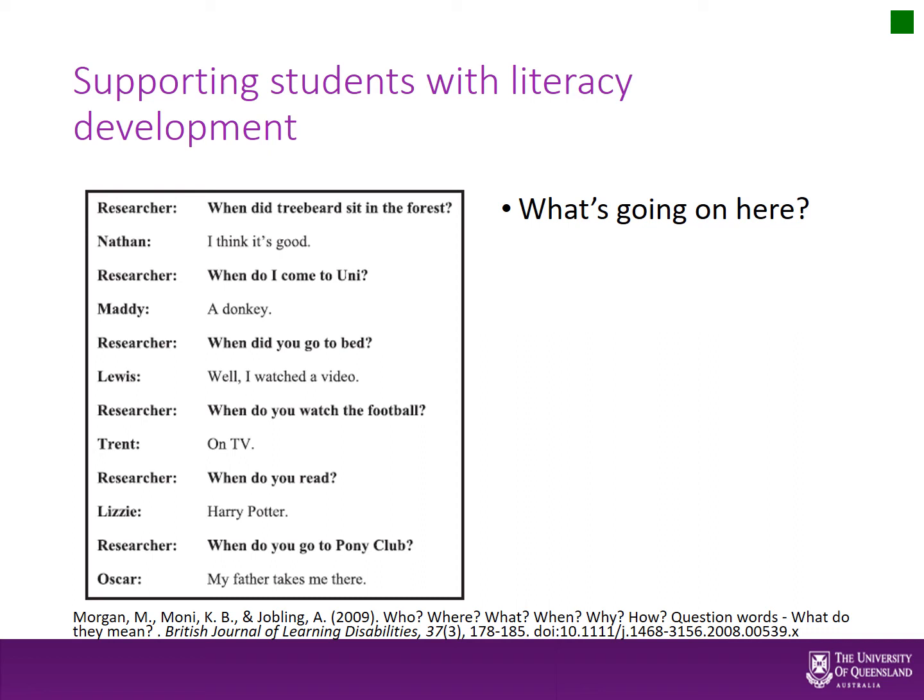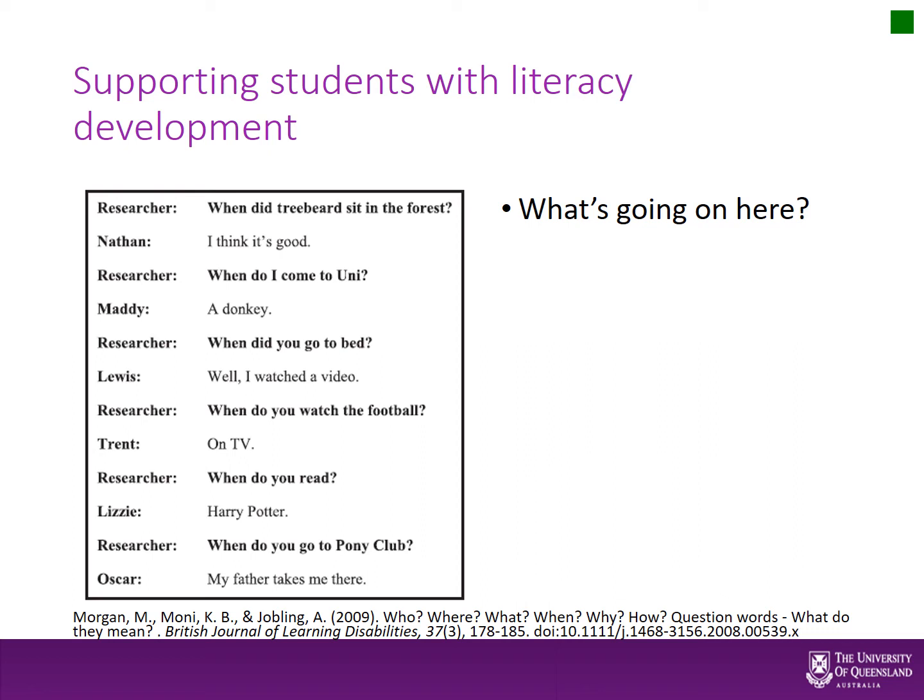So if you have a look at this, and you think, well, what is going on here? When did Tree Beard sit in the forest? I think it's good. When do I come to uni? A donkey. I want you to have a look at, these are all the when words, but have a look at the responses. And so here we've got a student and a number of different students who are not answering the question they've been asked.